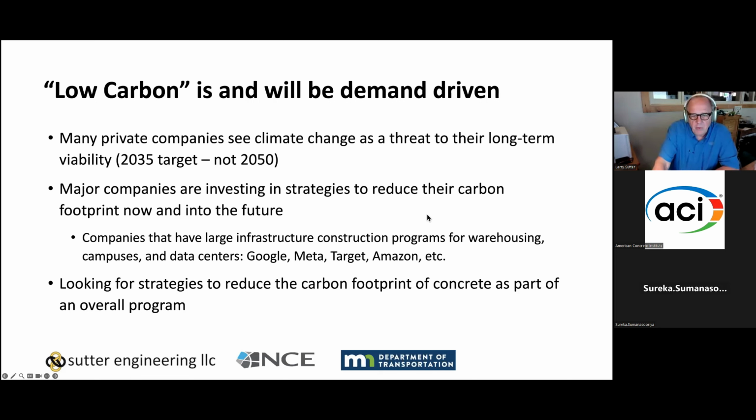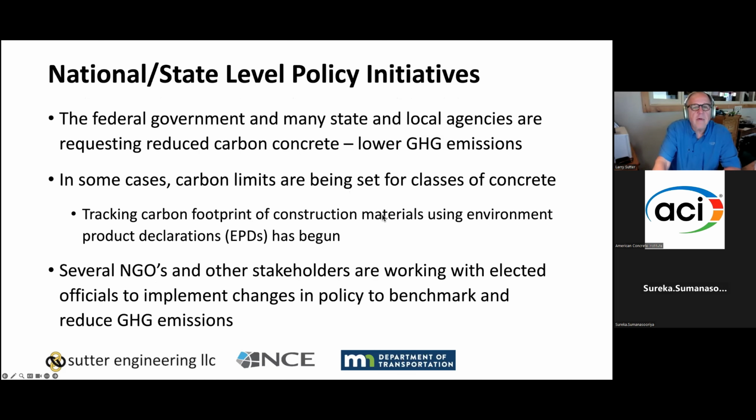We look at companies like Google, Meta, Target, Amazon. They have these data centers, they have other facilities where they have large carbon footprints, and they want to get concrete down to zero, certainly net zero, hopefully zero, so they can use it to offset other carbon where they can't necessarily get to zero. So they're looking for those strategies.